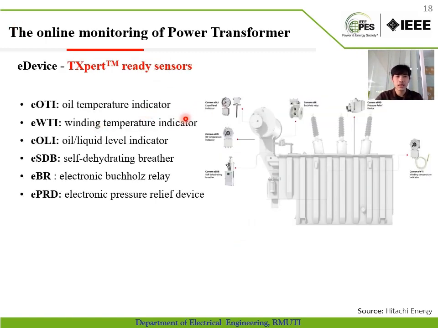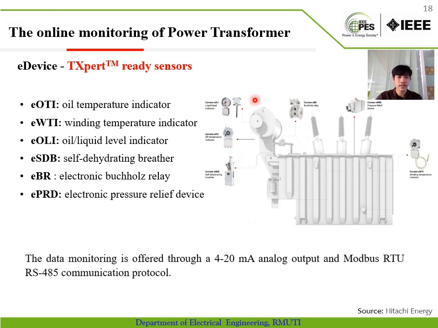And these are the detox sensors. It is the e-device that is implemented on the power transformer in order to acquire real data for online monitoring of the power transformer. And this data monitoring is offered through a 4 to 20 milliampere analog output and Modbus RTU RS485 communication protocol.